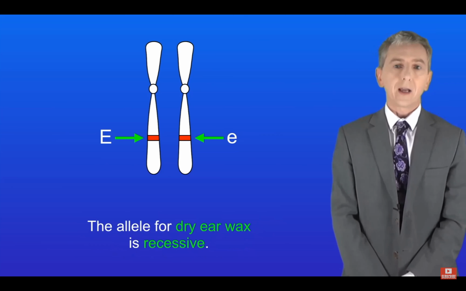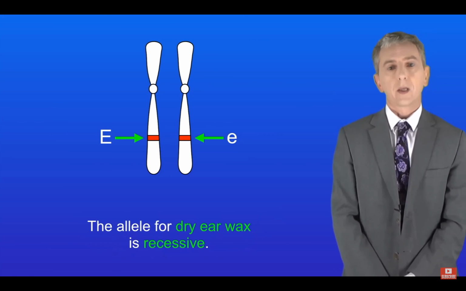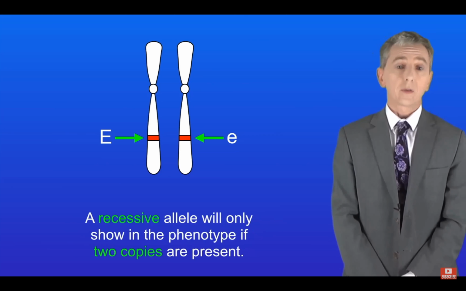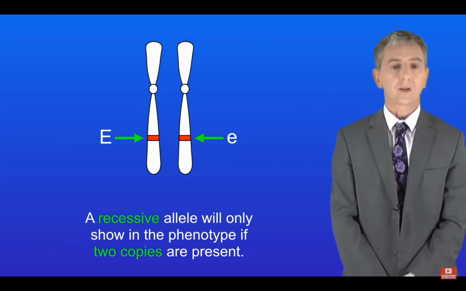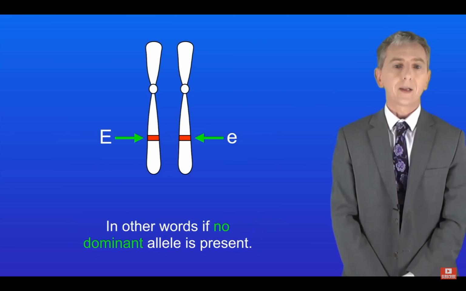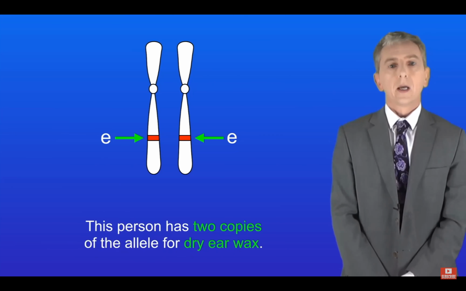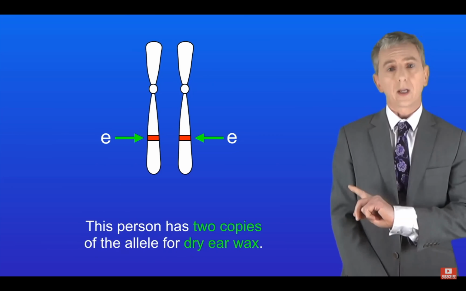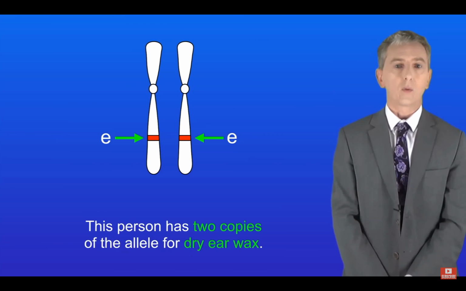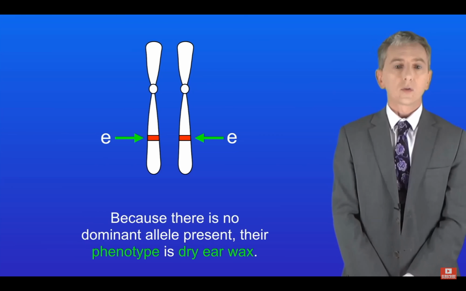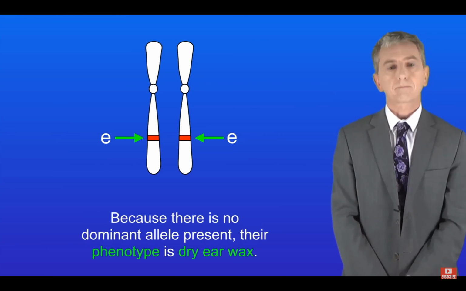The allele for dry earwax is recessive. A recessive allele will only show in the phenotype if two copies are present. In other words, if no dominant allele is present. As we saw before, this person has two copies of the allele for dry earwax. So because there's no dominant allele present, their phenotype is dry earwax.